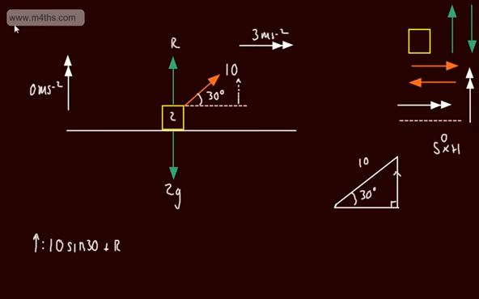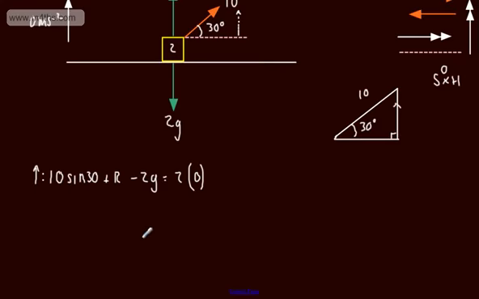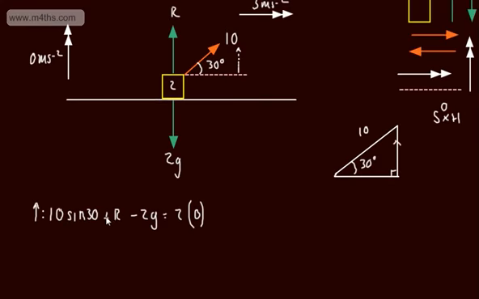So let's go ahead and resolve. So using Newton's second law, I'm considering now resolving upwards. R plus 10 sine 30 minus 2G is equal to the mass, which is 2, multiplied now by the acceleration, which is 0. So all I need to do from here is simply work out the value of R. So let's go ahead and do that.